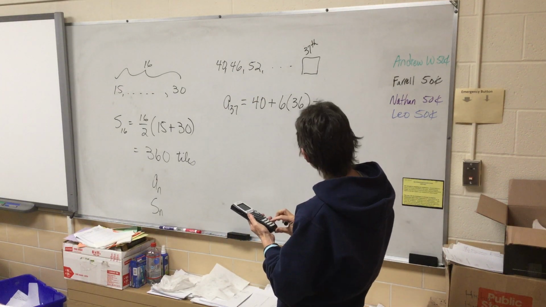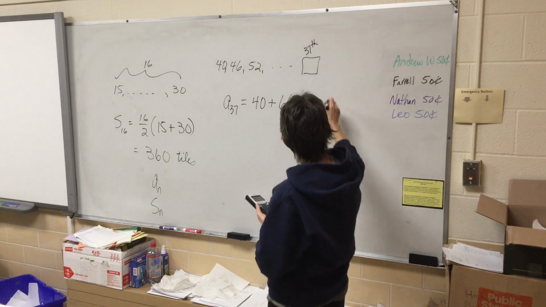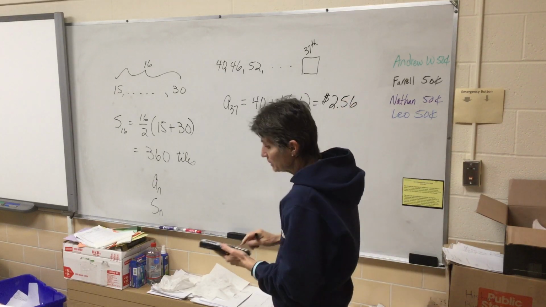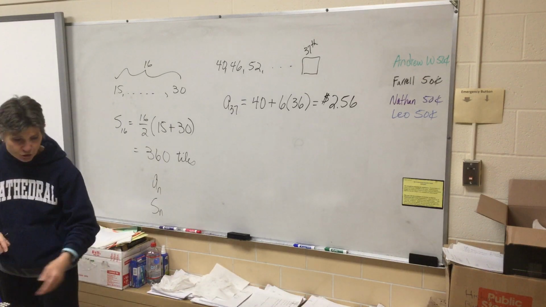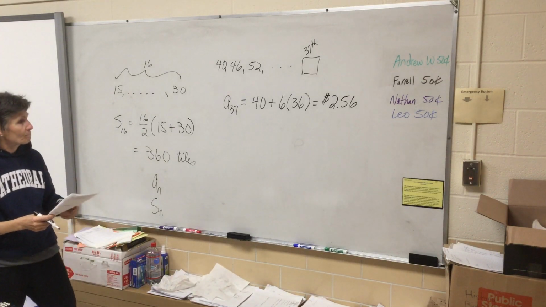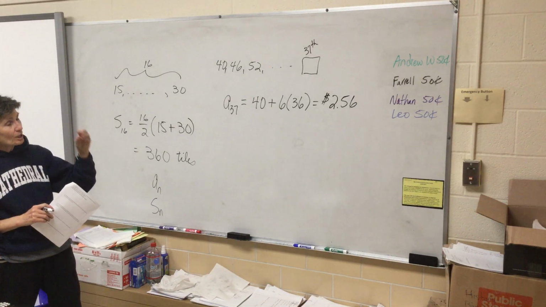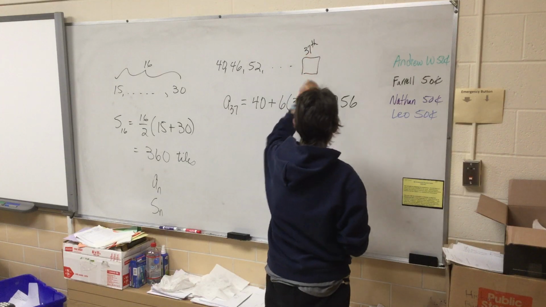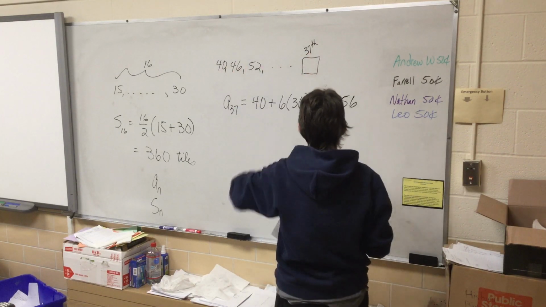So 40 plus 6 times 36. $2.56. Please don't say 256 cents, because nobody says that. It's $2.56 is how much he would deposit in his bank on the 37th day. First day, second day, third day, 37th day.